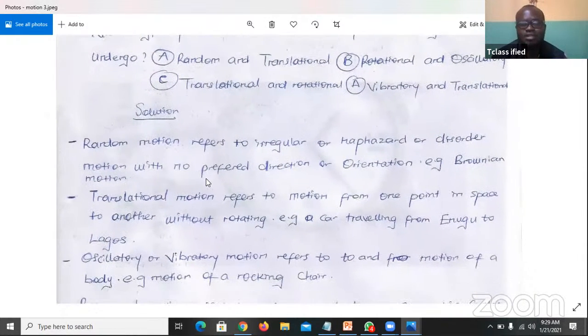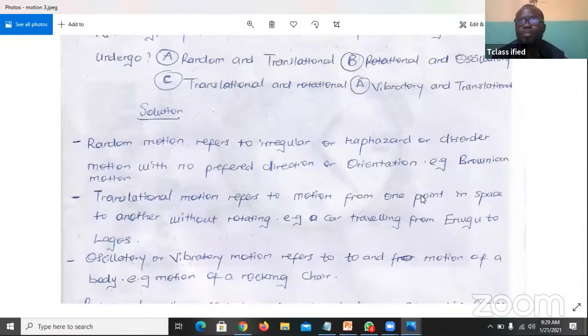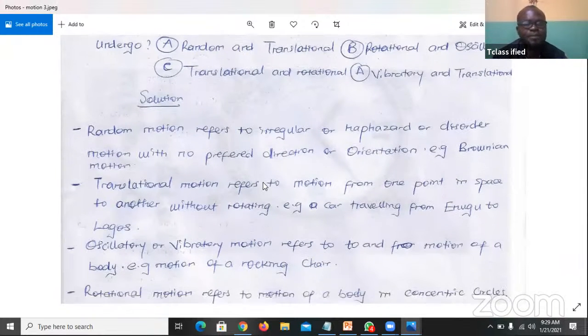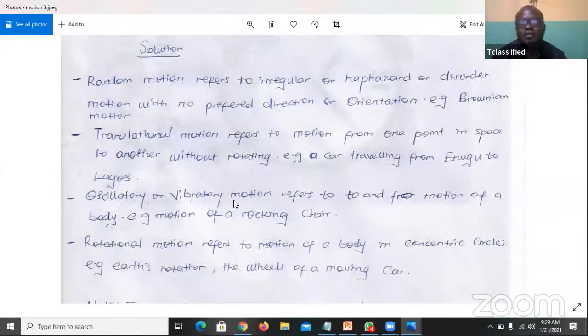Now, translational motion refers to motion from one point in space to another without rotating. So a car, that's the kind of motion where you have a car move from one point to the other. The whole car, okay? Now, oscillatory or vibratory motion refers to to-and-fro motion of a body about a fixed point, like a rocking car.